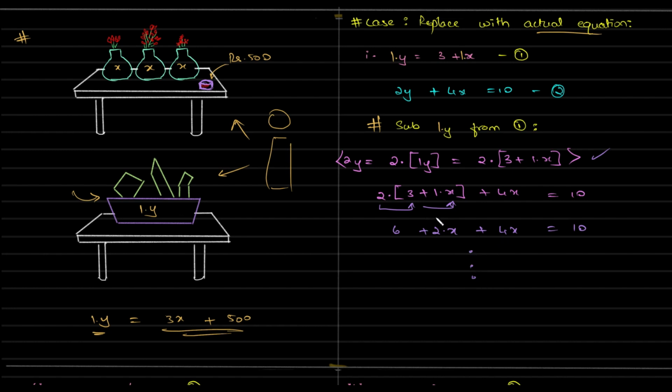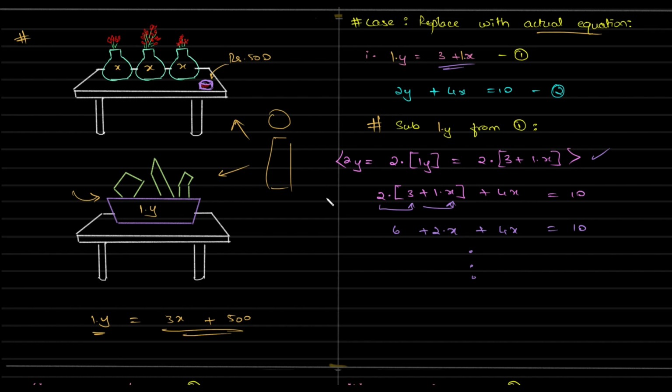The point here is we're substituting 1y with an equivalent value of 3 plus x. That's what you're going to do. It can be substitution of y or x or a or b, whatever it is. So depending on the question, we'll be looking into that. Looking at the ease of substitution and things like that.